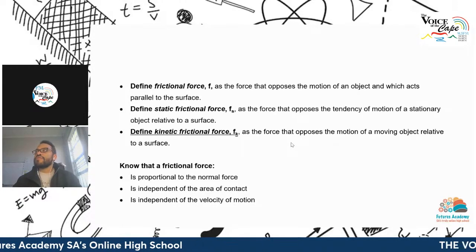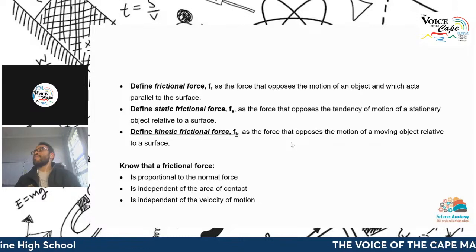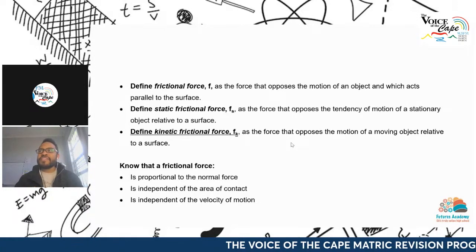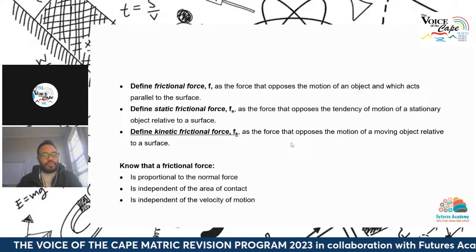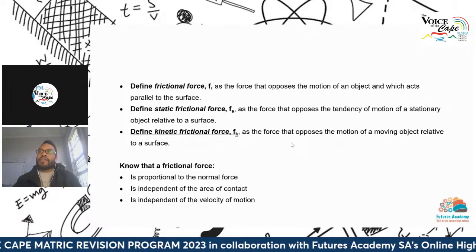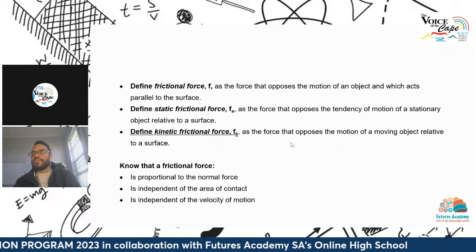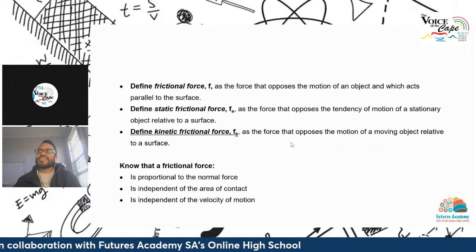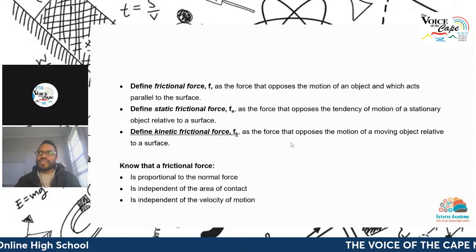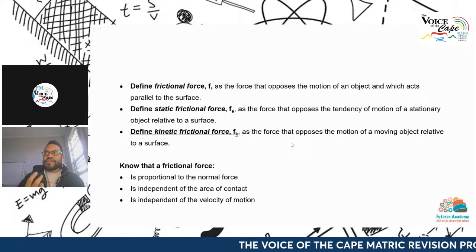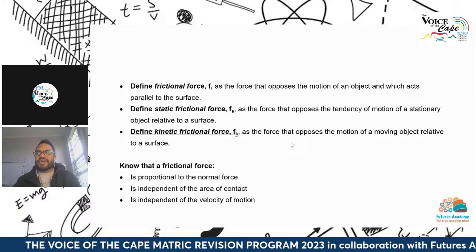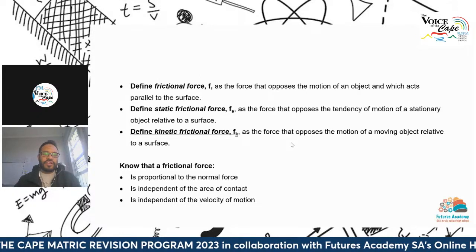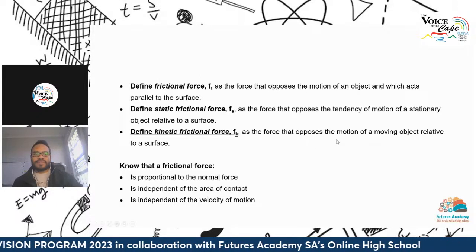The static frictional force is the force that opposes the tendency of motion of a stationary object relative to that surface, while the kinetic frictional force is defined as the force that opposes the motion of a moving object relative to a surface. Now, there's 3 important things that you must know about frictional forces. Number 1 is that it is proportional to the normal force. So what this means is it depends on the normal force, and if the normal force is greater, so will that frictional force be. Okay, it is independent of the area of contact, and it is independent of the velocity of motion of that particular object.